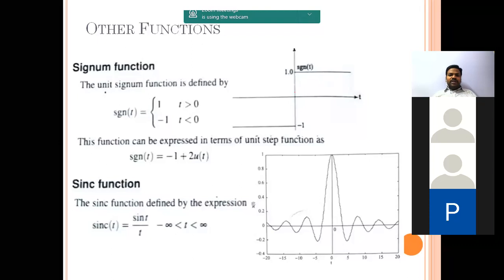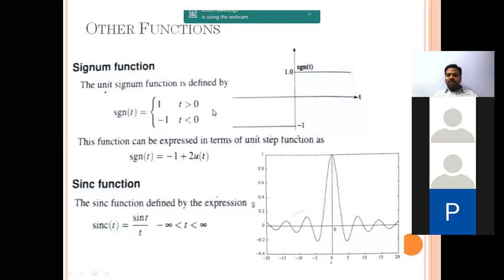Don't think that you will always get the known functions. Sometimes I use another function and show you the direction that f of t is nothing but a ramp function or unit step signal or whatever it may be. So here signum of t is the standard notation for the signum function, which is divided again into two parts: when t is greater than 0 it is equal to 1, and when t is less than 0 it is equal to -1.